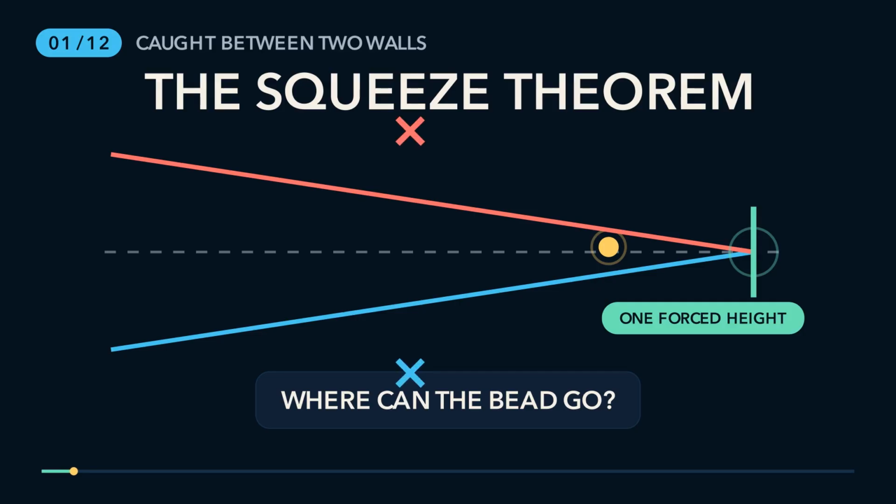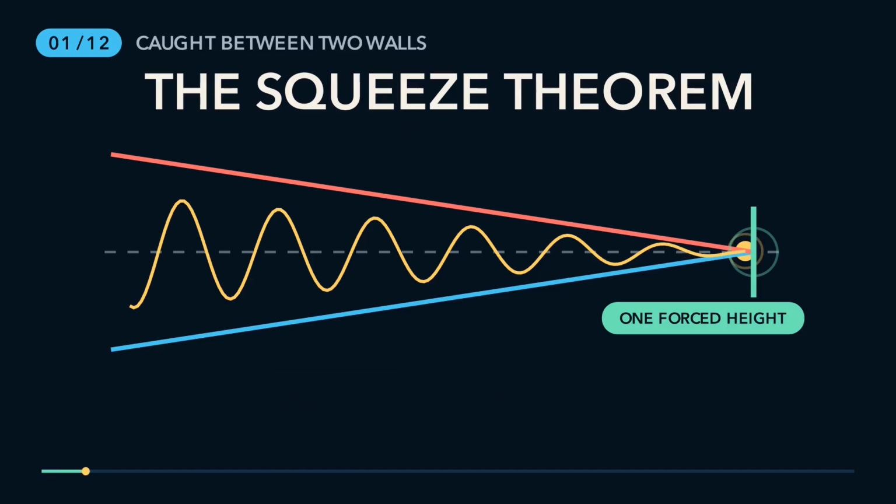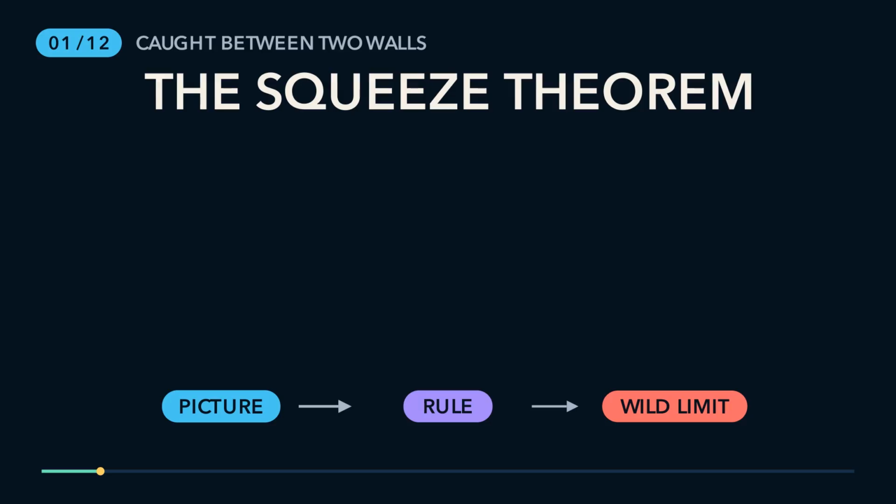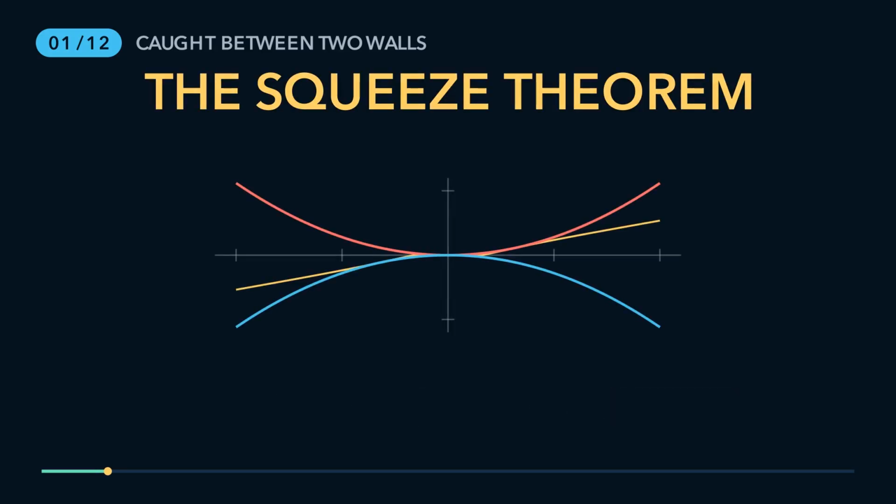It cannot jump above the top wall or tunnel below the bottom wall. So even if the bead wiggles wildly, the closing walls force its destination. That simple trap is the entire intuition behind the squeeze theorem. In the next few minutes, we will turn this moving picture into a reliable limit tool. Then we will use it to tame one of calculus's wildest oscillating graphs.